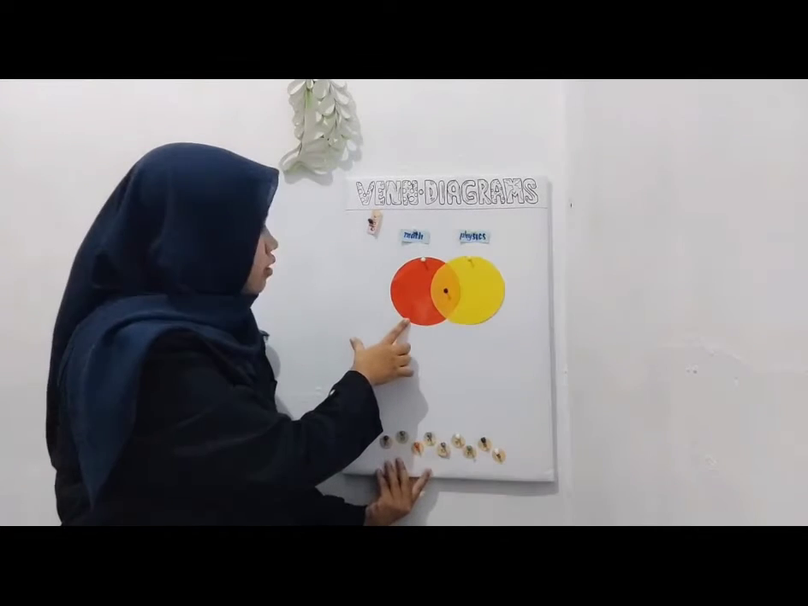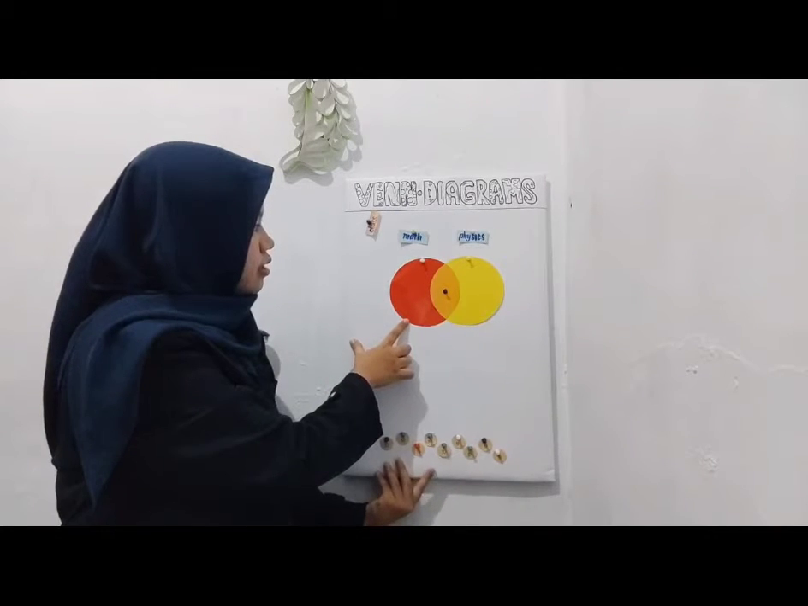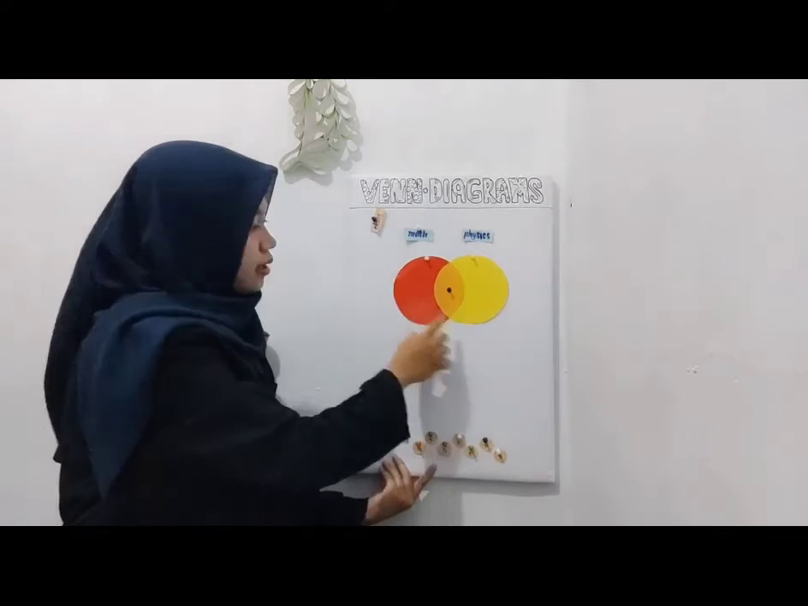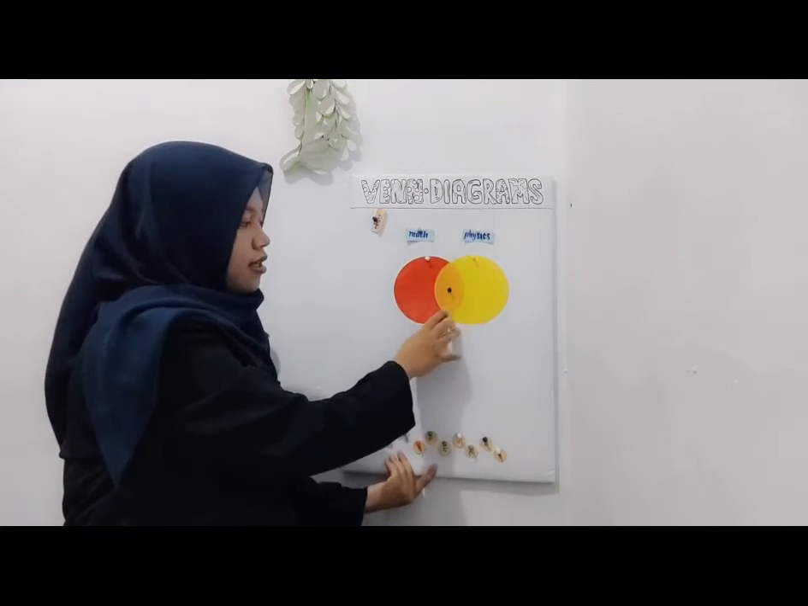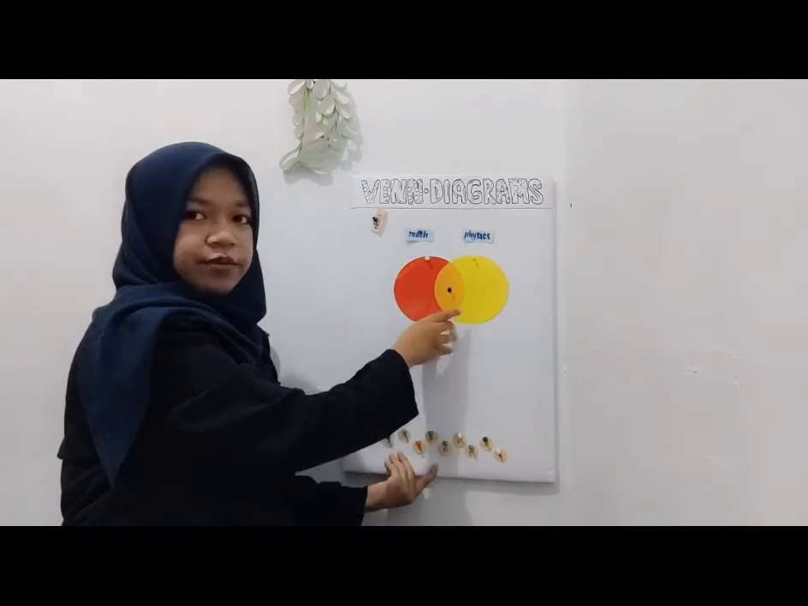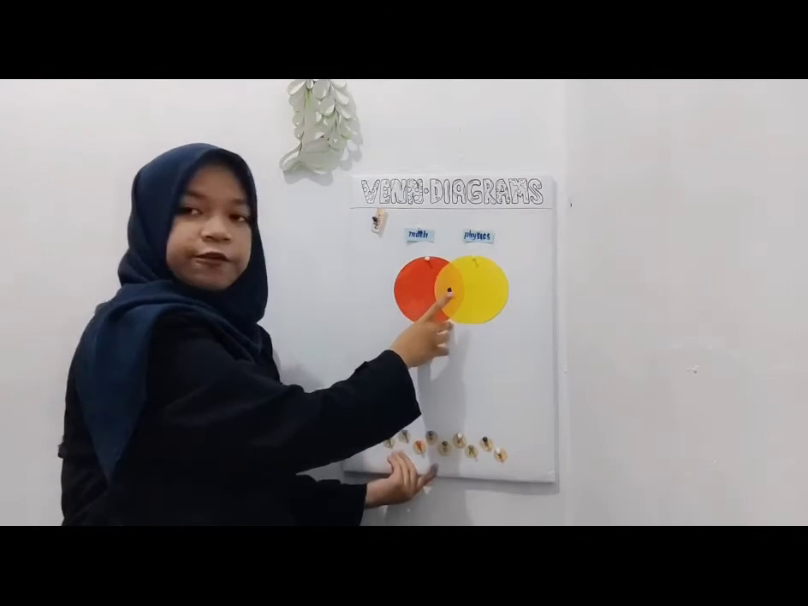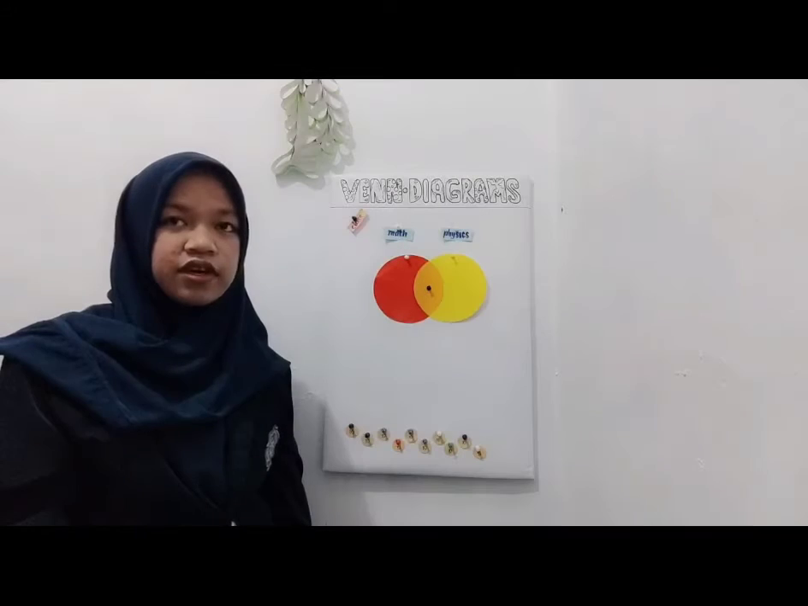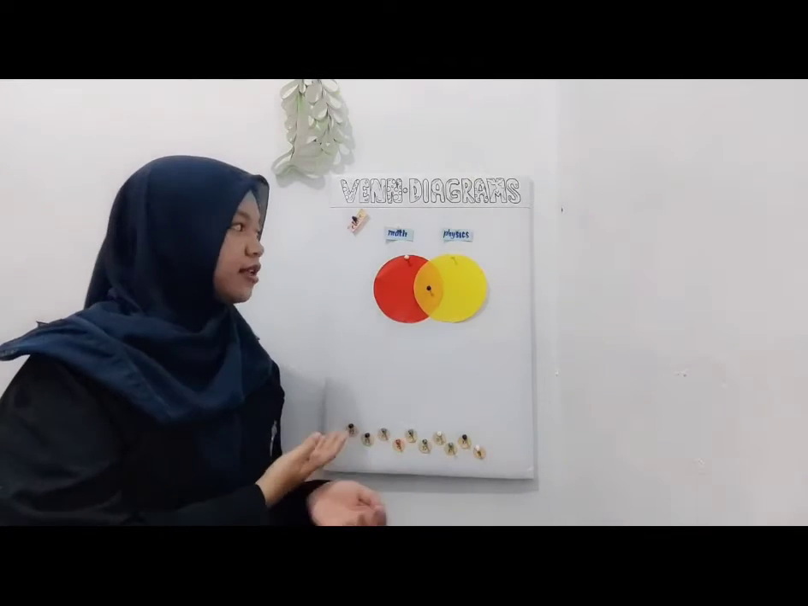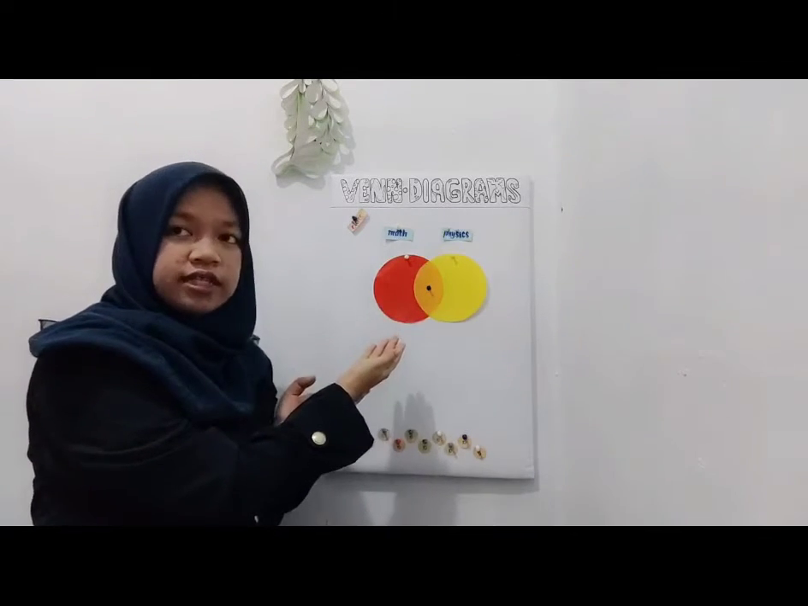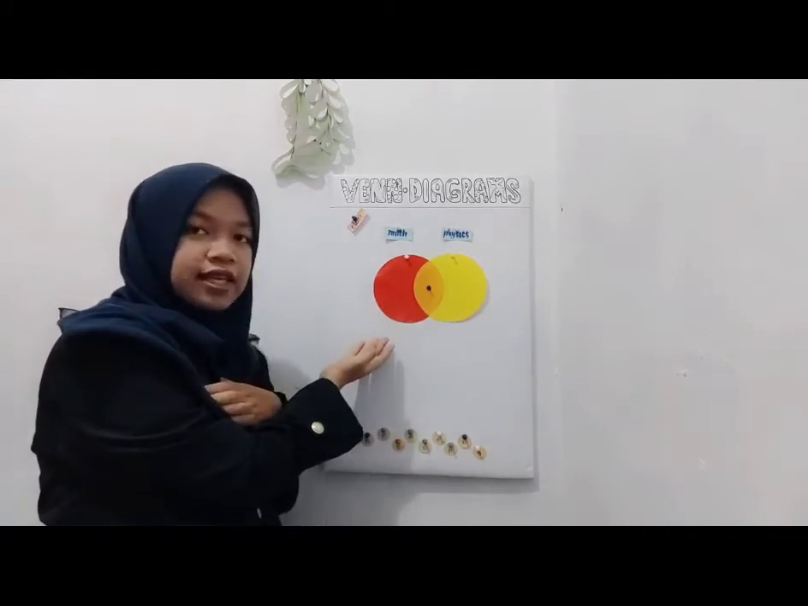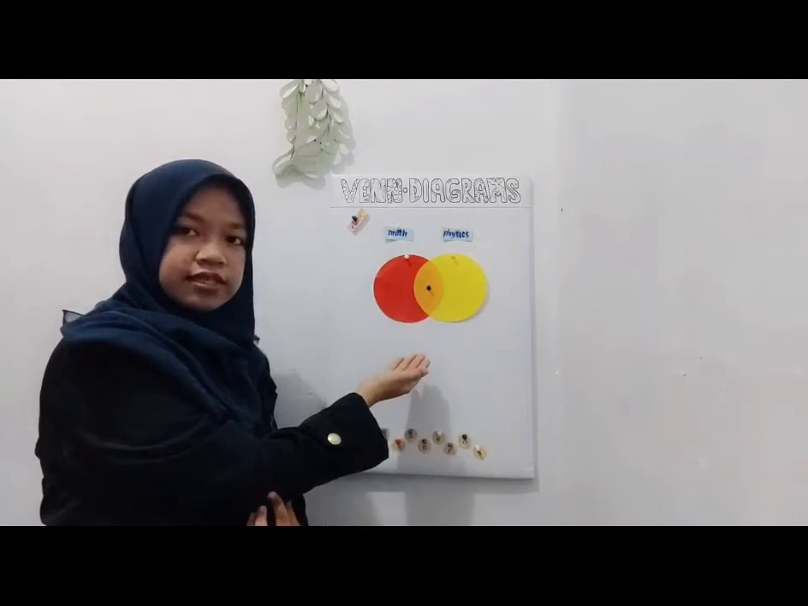This is from math, and this is from physics, and this is like both math and physics. Why is the Venn diagram like this? Because the intersection is a combination of those who like mathematics and physics.